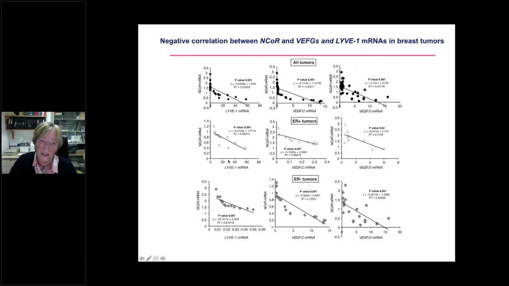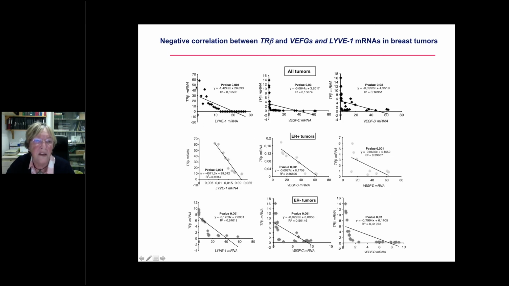And this correlation, in this case a negative correlation, we could also see between NCOR mRNA levels and mRNA levels of LYVE-1 and the lymphangiogenic factors, and the same happened with the TR-beta mRNA levels and the levels of transcripts of these lymphangiogenic factors, suggesting that both TR-beta and NCOR play a repressive role on lymphangiogenesis and probably also metastasis formation in human breast tumors.